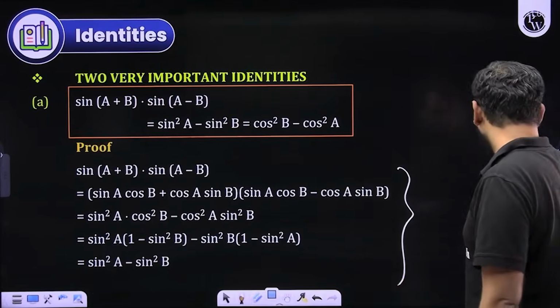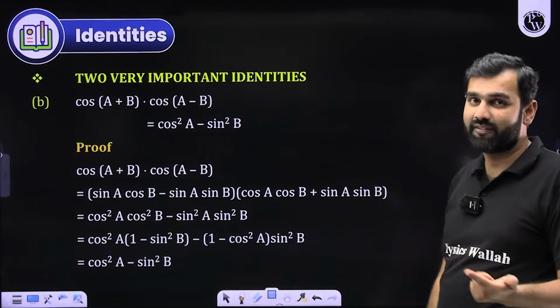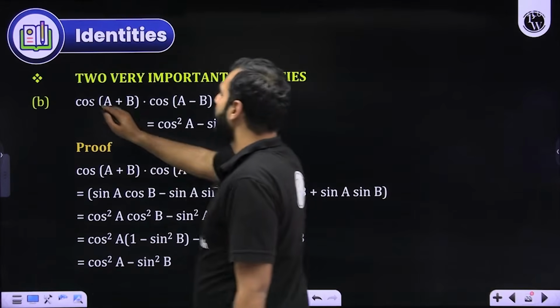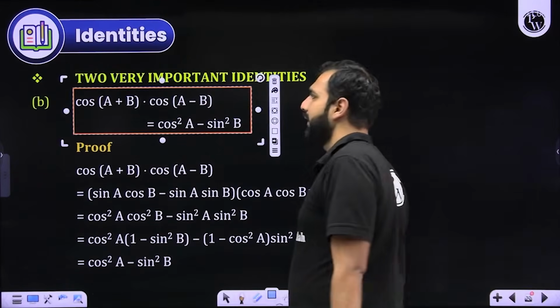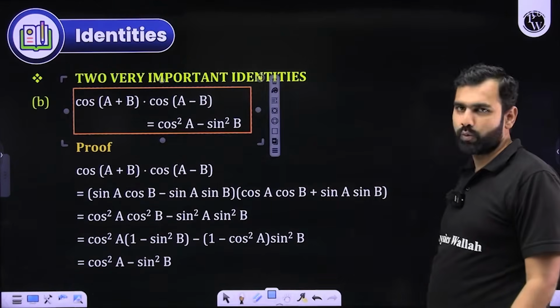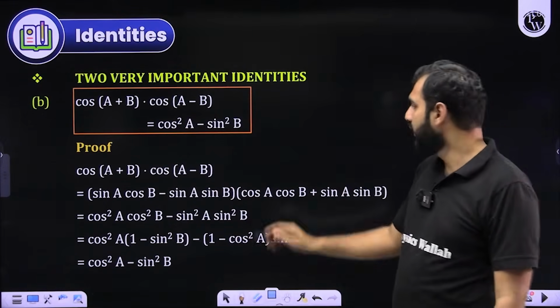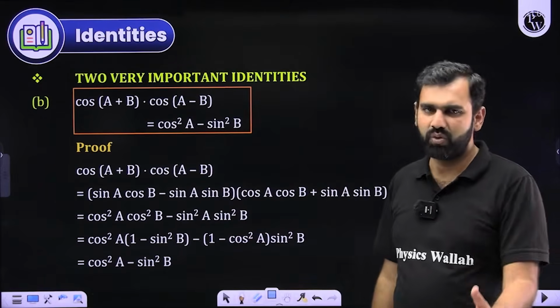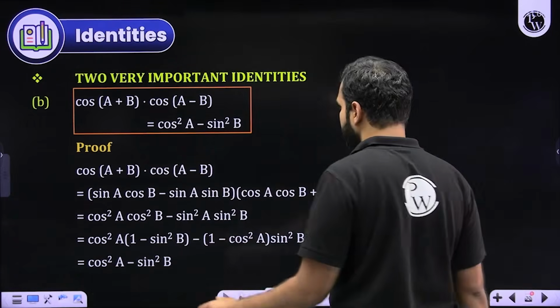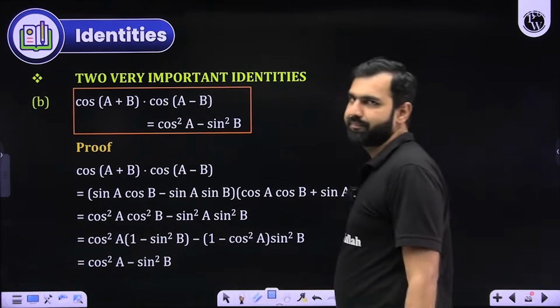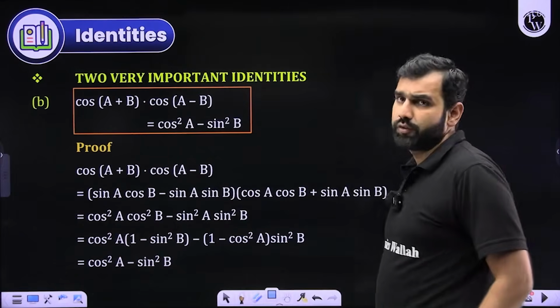Now, moving ahead, what do we have next? Another very crucial identity, which is cos a plus b times cos a minus b. Of course, it has its own proof. Cos a plus b you can expand by using this formula. You can expand cos a minus b as well. You can multiply all the individual terms. Terms will get cancelled, and the final result will be this: cos square a minus sin square b. I repeat, it will be cos square a minus sin square b.